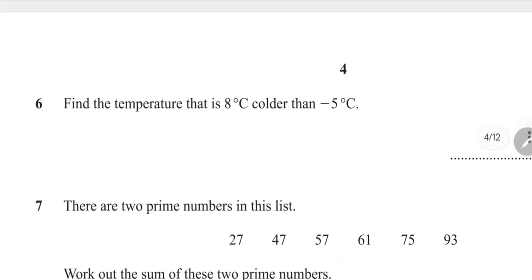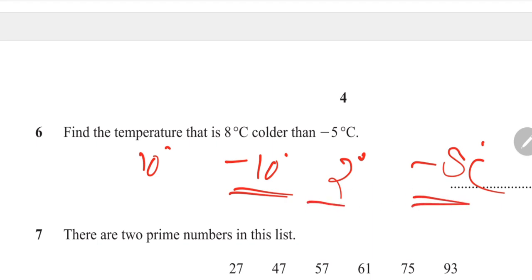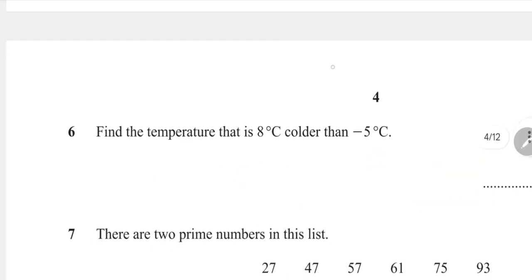Next question. Find the temperature that is 8 degrees colder than -5. Colder than -5 is what? The negative temperature is always colder. Positive is hotter. For example, if we have two temperatures, one is 10 degrees and the second is -10 degrees, which is colder? This one. Suppose we have two temperatures, 2 degrees and -80 degrees. Which is colder? This one. Always remember, the minus temperature is always, sorry, colder.